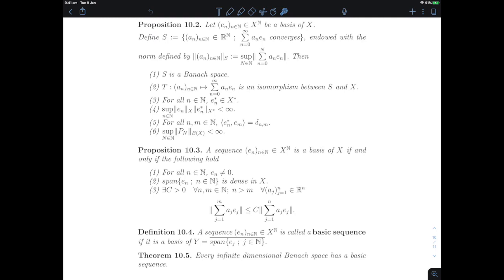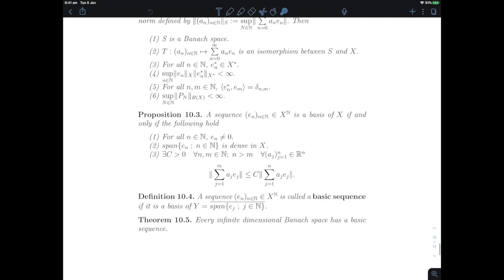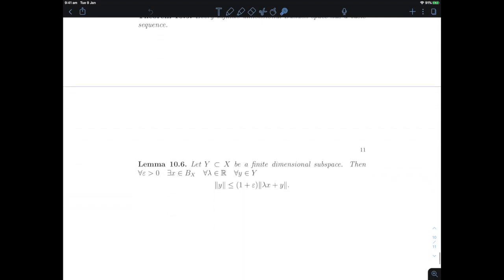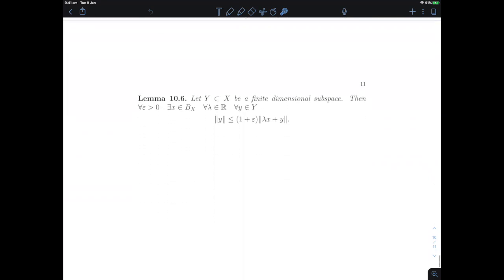So let's prove the theorem. And in order to do that, we will first prove a lemma. And the lemma is the following. So this is true in every infinite dimensional Banach space. You look at a finite dimensional subspace and you're going to be able to find a certain direction such that when you add vectors in that direction to any vector in your finite dimensional space, you don't increase their norm particularly much. So let's prove this lemma first.